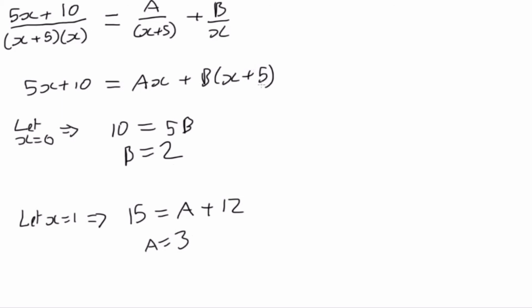So we're just going to make this equal 0, so we're going to have let x equal minus 5. This means 5 times minus 5 minus 25 plus 10 gives you minus 15 equals minus 5a plus 0. So then we can just divide both sides by minus 5, which will leave you a equal 3. So as you can see, they're both the same, which means that's great.